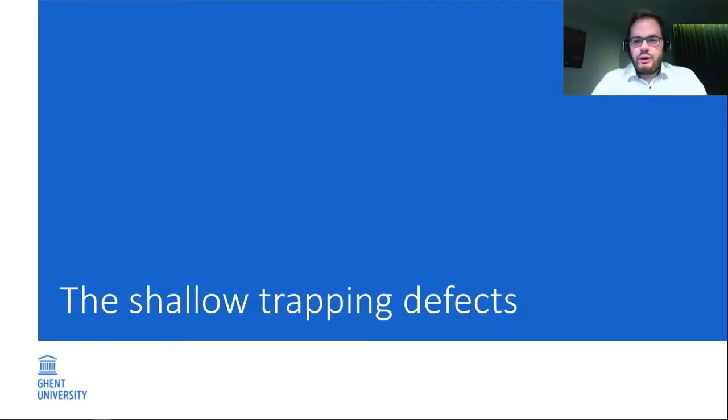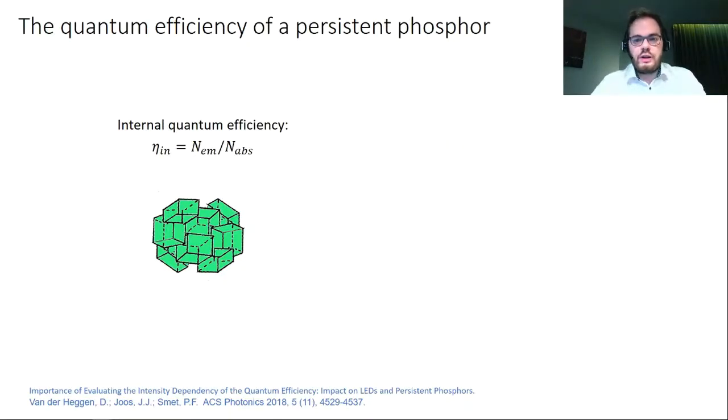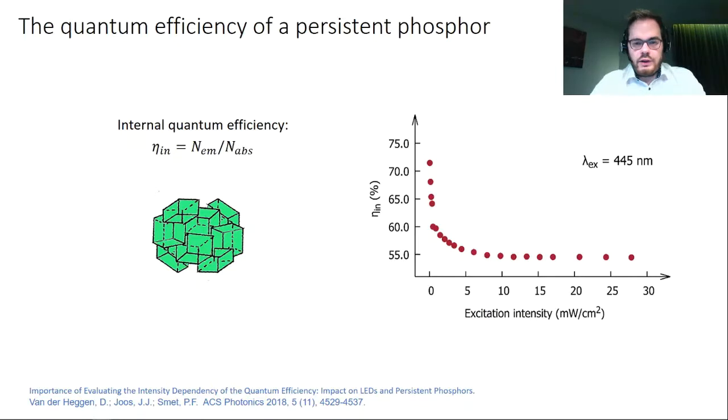Because these shallow traps are not only responsible for the afterglow of the phosphor, but also affect other optical properties of these luminescent materials. One of these properties is internal quantum efficiency, which is defined as the number of emitted photons divided by the number of absorbed photons. In this graph, you can see the intensity dependency of this quantum efficiency. As you can see, in contrast to what you might expect, this quantum efficiency is not constant, but decreases with increasing excitation intensity, going from around 70% at low intensities to about 50% at high excitation intensities.